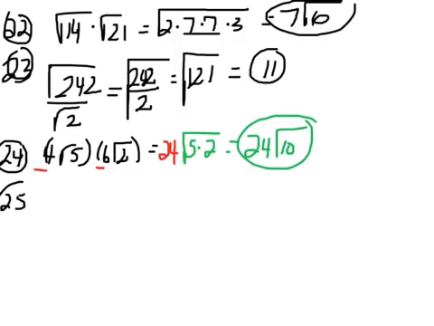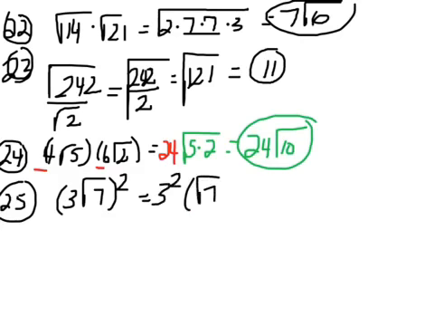25, just a caution on that. 3 square root of 7, squared. You've got to square the 3, and you've got to square the square root of 7. 3 squared is 9. The square root of 7 squared would just be 7. You're kind of taking the square root but turning right around and squaring it, so that would be a 7. So 9 times 7 would be 63.